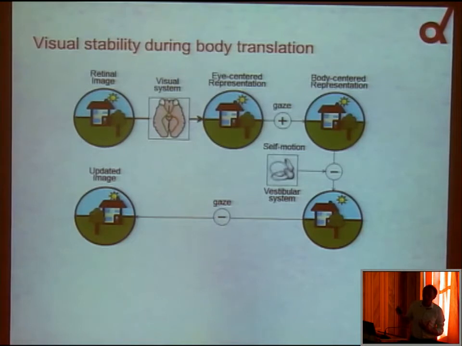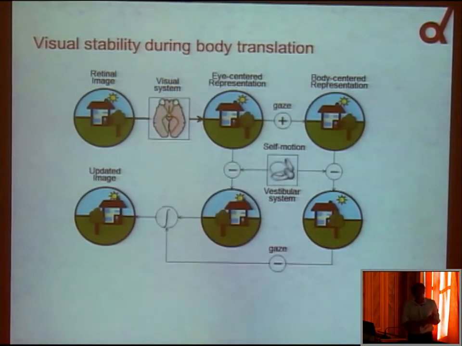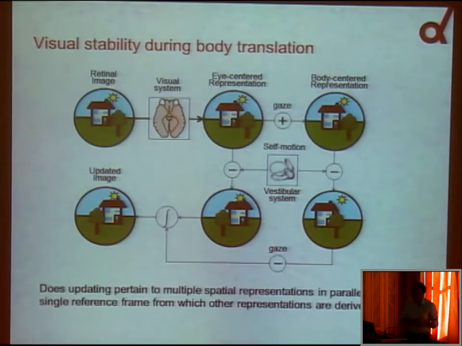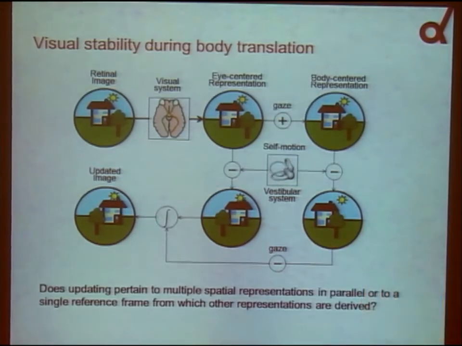But again, that's not the smartest thing to do for the brain. If it would really try to get the most precise representation, it should do both. And so it should combine an updated representation in eye-centered coordinates and an updated representation in body-centered coordinates, integrate the two, and you get the most precise retinal image. And the question is, does the brain do that? We know about updating in egocentric coordinates, but is the brain also able to update in multiple reference frames? Does this spatial stability, this updating of representations, operate in parallel in multiple reference frames? Or does the brain just use this egocentric representation and construct the other reference frames based on that?